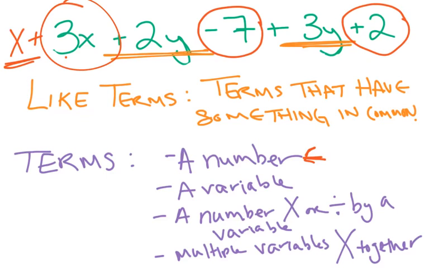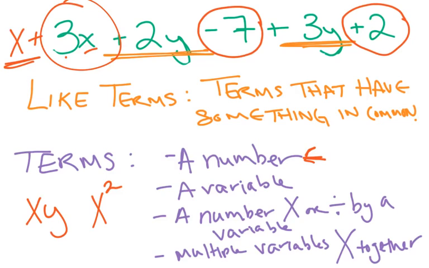A number, a numeric coefficient, times a variable. Or we could be looking for multiple variables that are multiplied together. Sometimes you might see xy. That is its own variable that I could not combine with anything else in this expression because I don't see any other xy's.